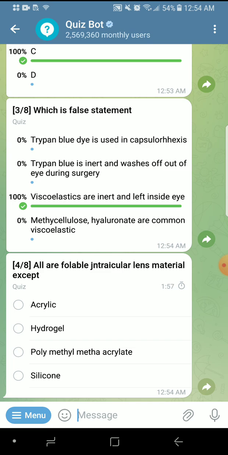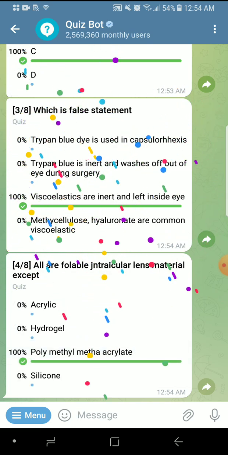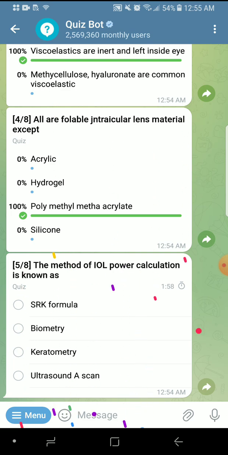Now foldable, sorry, the spelling is wrong. Intraocular lens material, polymethyl methacrylate is non-foldable. Acrylic, hydrogel, silicone are foldable intraocular lenses. This is a factual question, but you should know this.